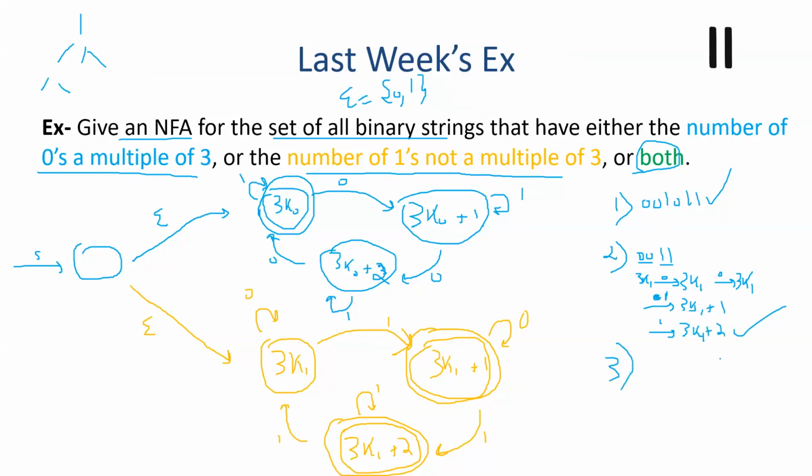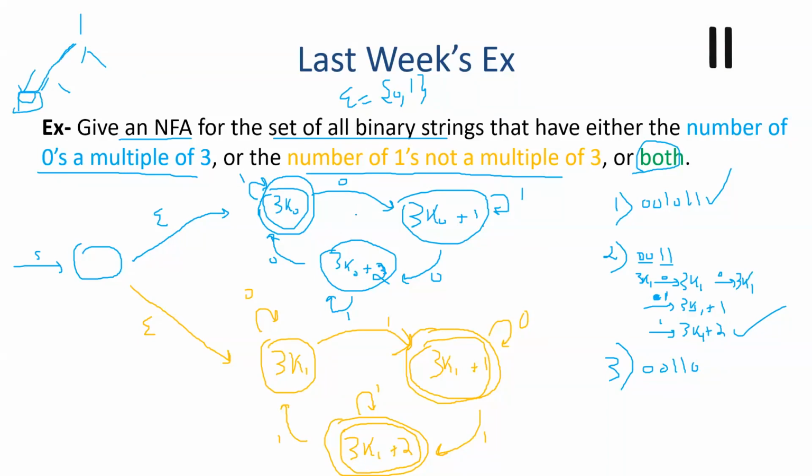Third case, what if both conditions are satisfied? So what if I have something like 0, 0, 1, 1, 0? So multiple of 3 zeros and not multiple of 3 ones. That's also okay. What if the branch accepted, what happens? Does it check the second? No, right away it stops. Because remember, with the branching, if one is accepted, you accept. So if you reach a branch that is accepting, there's no need to continue. Like you break your loop, you stop your program, you already accepted. There's no need to keep checking.